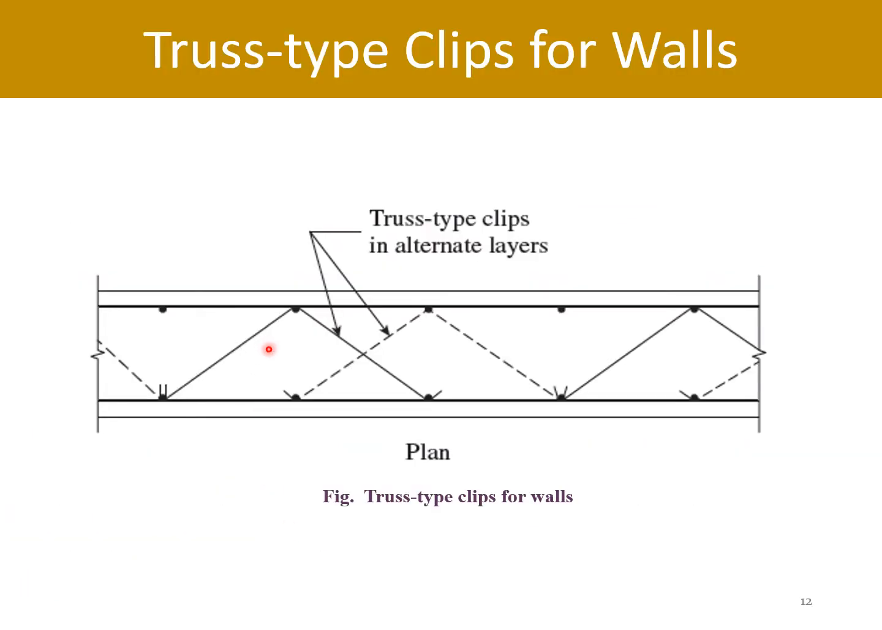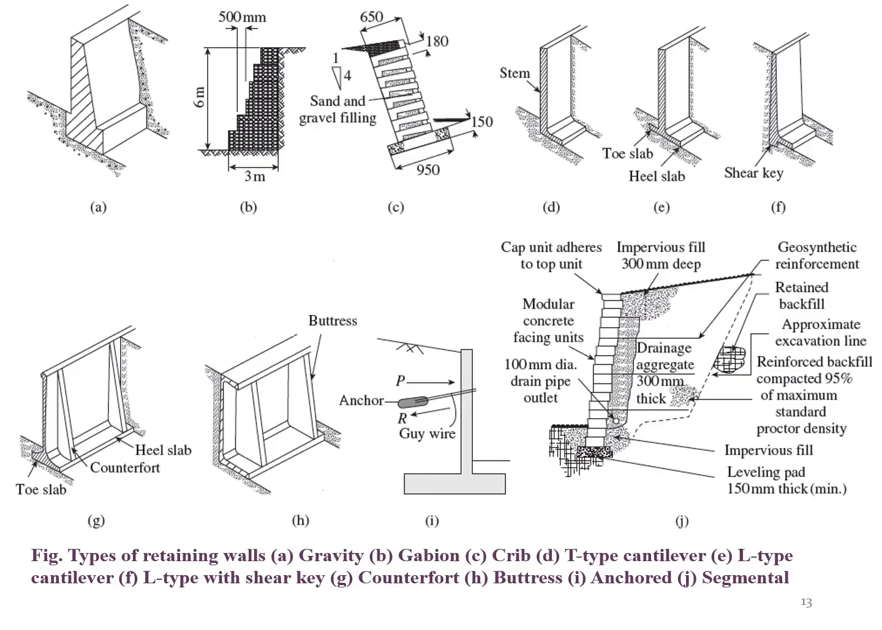So if, instead of providing one longitudinal clip, we can provide this kind of truss type of clips, provided at both the top as well as the bottom, which will hold these reinforcement bars in the correct positions.